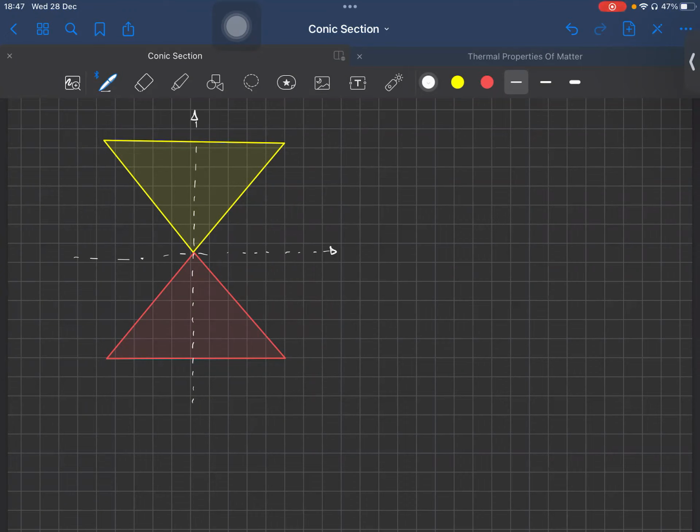Now, what's the definition? What did we learn in the first class? See, this angle of the cone is alpha. So this is also alpha, alpha, alpha, alpha. Now, if you slice it in such a way, let's draw.